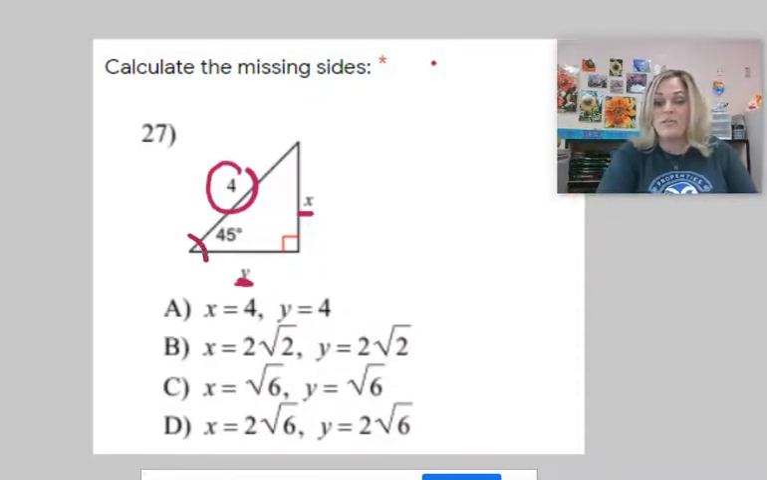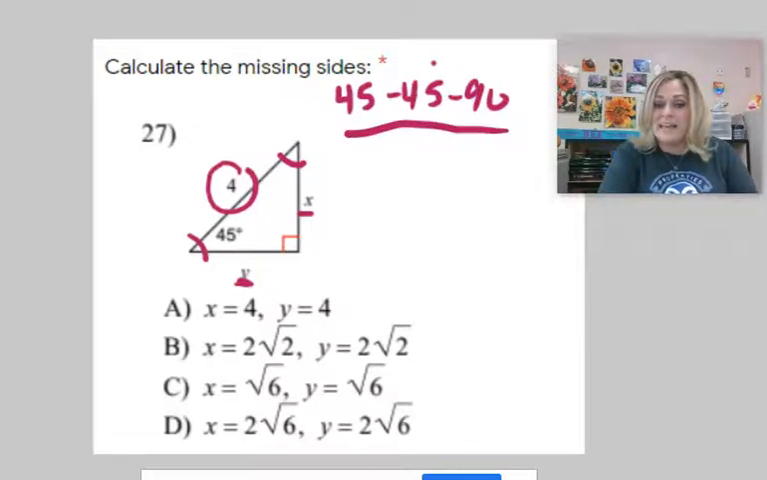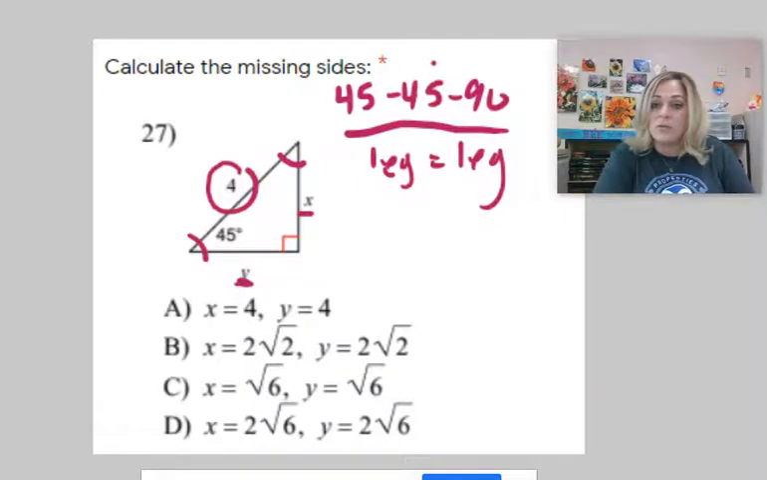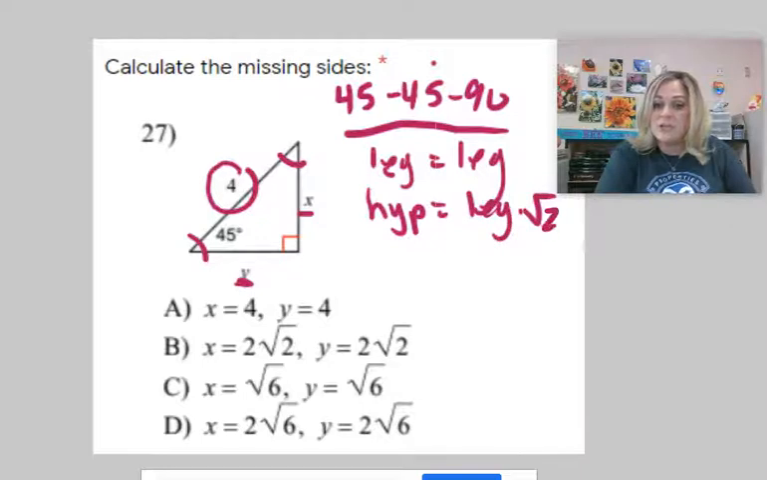When we're told that there's a 45, 45, 90 triangle, then there are a couple special rules that you should know. And these only are true for 45, 45, 90 triangles. That is that both legs will be equal or congruent. The measurements of the legs will be congruent or equal. The hypotenuse will always equal leg times square root 2. So those are the formulas.